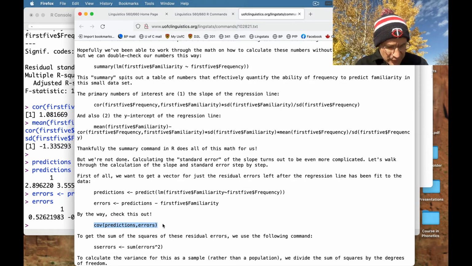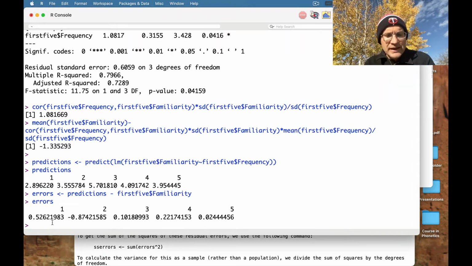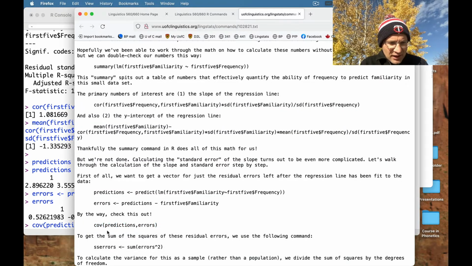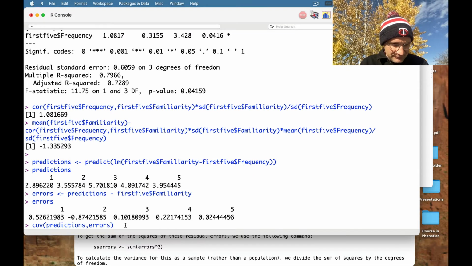And I'll show you something fun as long as we're here. So we just figured out what the predictions and the errors are. Well, why don't we take a look at the covariance of those two vectors.